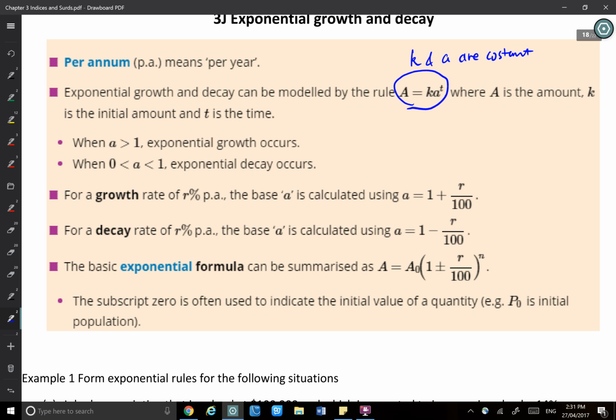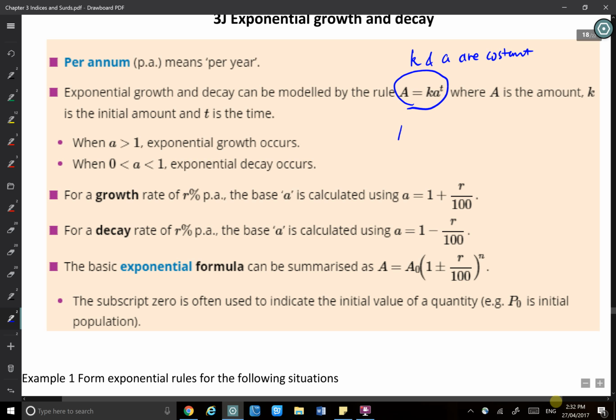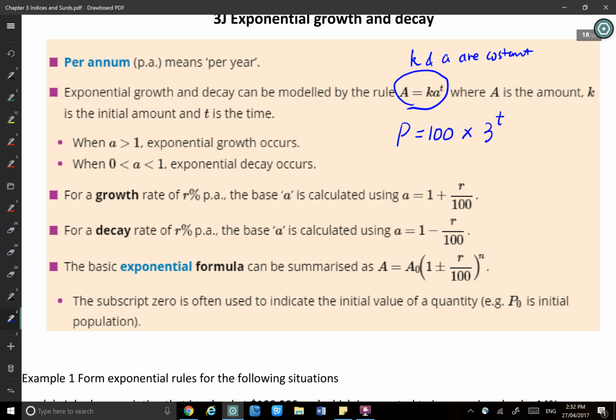Okay, let's say we have a population. We are looking for the population in this town, and the initial population is, say, 100 people. So I will say the population P equals 100 times 3 to the power of t. This 3 can be any other number, for example 2 to the power of t, according to the question. We'll investigate that more later.